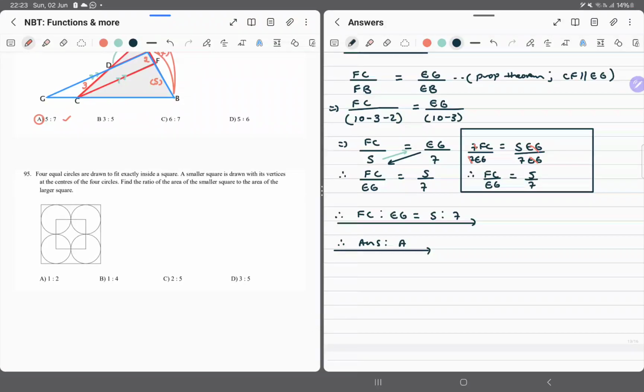I'm not going to do a lot here. I'm just going to write it here, 95. Now it says here, 4 equal circles, that means they have the same diameter or circumferences, are drawn to fit exactly inside a square. Okay. Now a smaller square is drawn with its vertices at the centers of the 4 circles, right? Find the ratio of the area of the smaller square to the area of the larger square. Great. This is so easy.